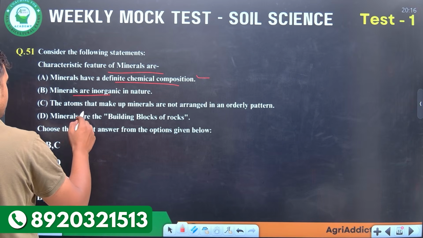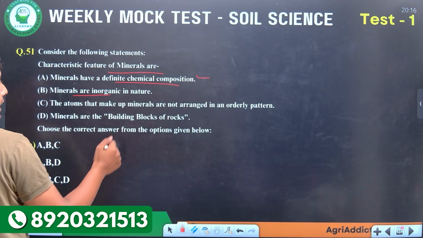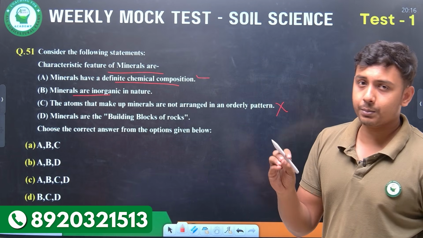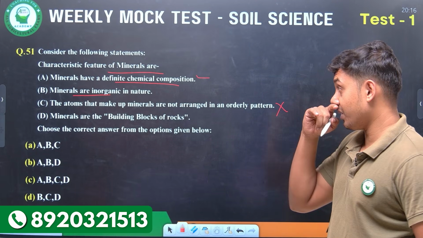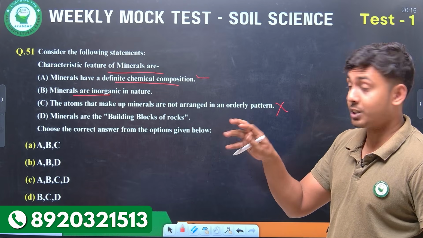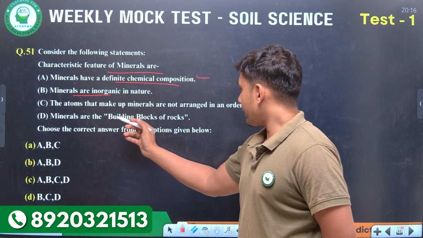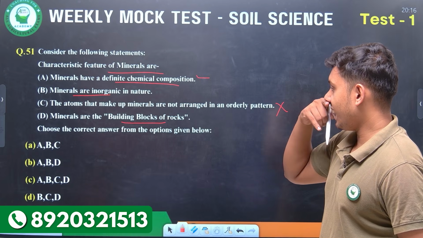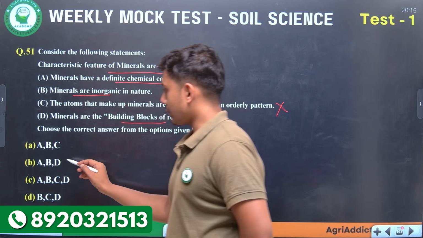The atoms that make up the minerals are not arranged in an orderly manner. No, it is not right. In minerals, the basic principle is that the atoms should be arranged in a well arranged manner. Then, minerals are the building blocks of the rocks. Yes, that is also true. So A, B and D, this answer will be correct.